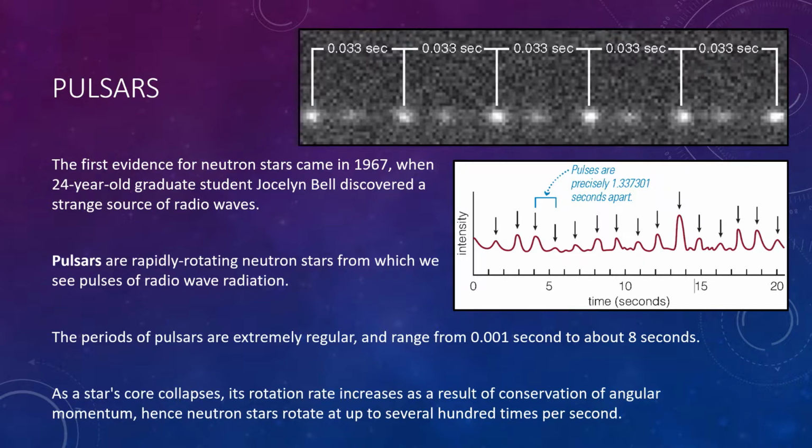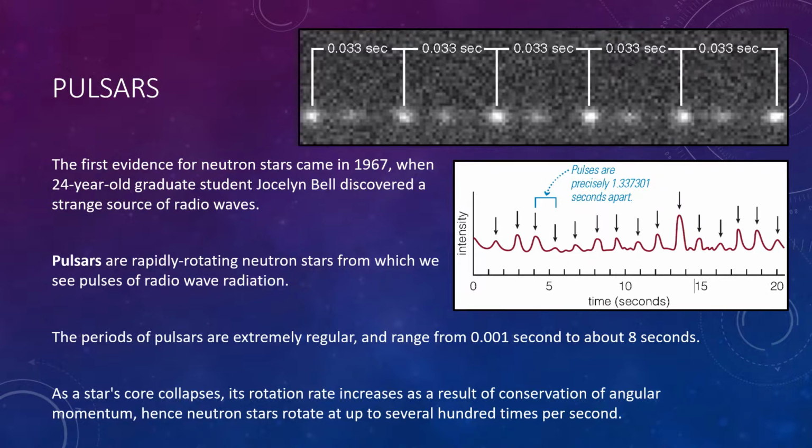Pulsars are rapidly rotating neutron stars from which we see pulses of radio wave radiation. The periods of these pulsars are extremely regular, ranging anywhere from about 0.001 second for the fastest to about 8 seconds for the slowest. Because neutron stars are very small, they should also rotate rapidly. A typical star, such as our Sun, takes nearly a full month to rotate once around its axis.